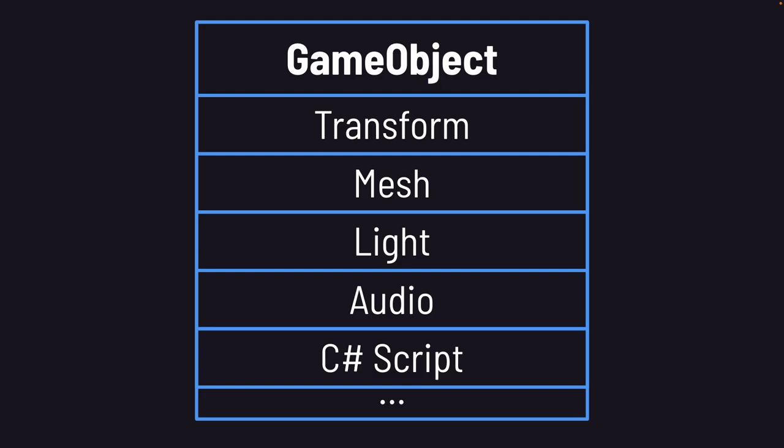Other components are, for example, a mesh component that gives your game object a 3D mesh so that your object is visible as a 3D object in your world. The light and audio source component can turn your object into a light or an audio source. And C# scripts can turn your object into whatever you want because you can write the logic of those components by yourself. You can add as many different components to your object as you want.